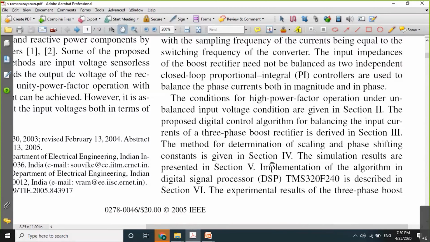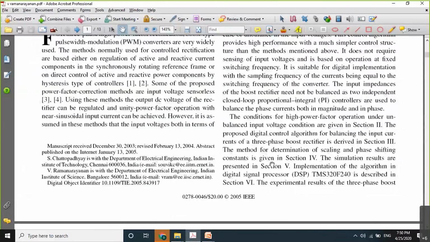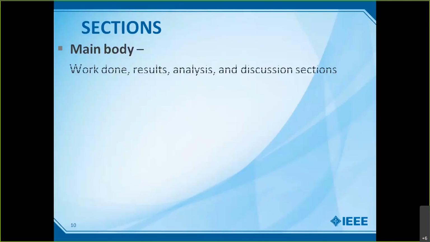Coming to the next section is the main body. It can have many sections. It will have the work done, the results, the analysis, discussion, everything will come here. So you have to divide your main work into different sections. It can be 2 sections, 4 sections, depending on your work.